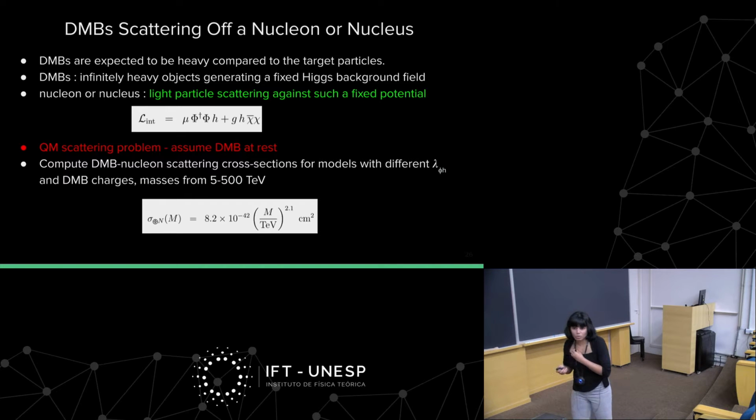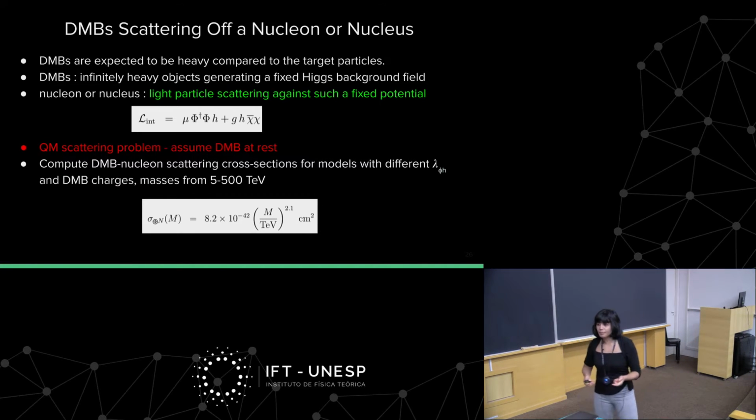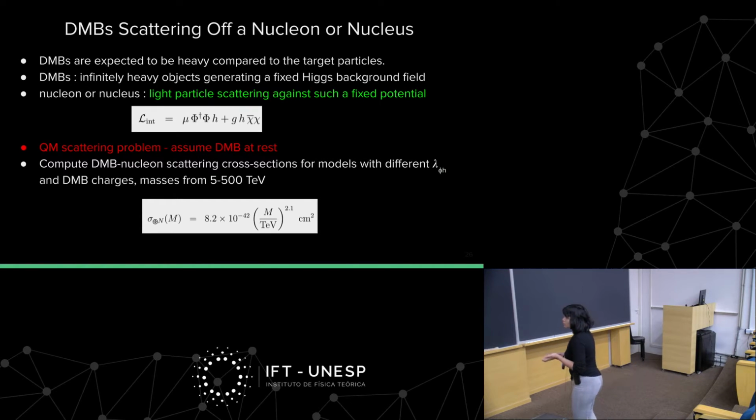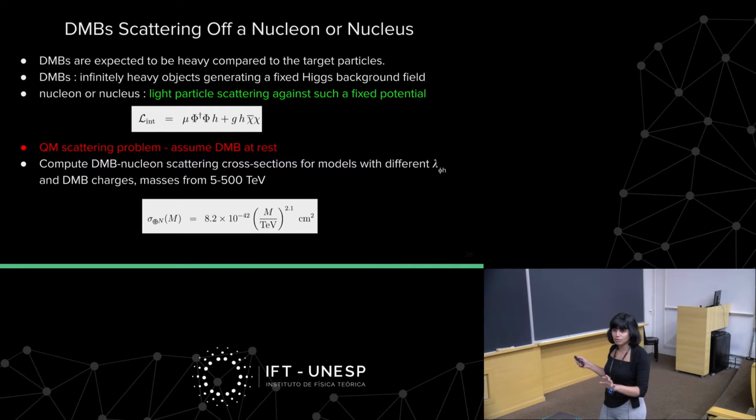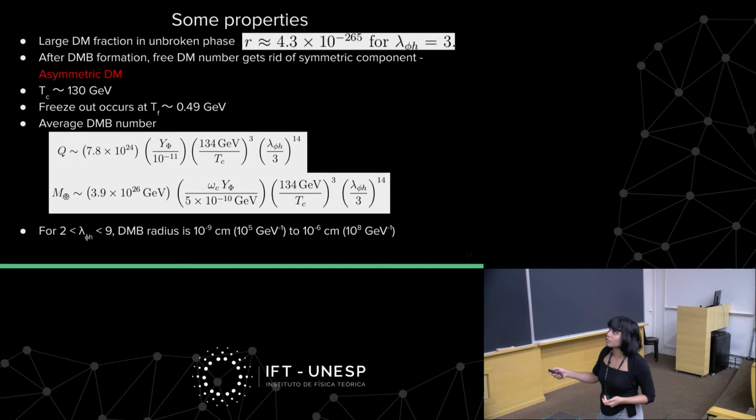But you could also have these dark matter balls interact with nucleons or the nucleus, because that's what you need for scattering, for the direct detection in xenon, because dark matter is basically interacting with a xenon nucleus. There are a few assumptions here, which are fairly valid, because we know that the dark matter balls are expected to be extremely heavy in comparison with the target particles like xenon. So you can take a fixed Higgs background and work in that system, and the nucleons or the nucleus are going to be extremely light against this fixed Higgs potential. So the interaction Lagrangian is a very simple form, and then you just study quantum scattering. You could use partial wave analysis, or you could just look at the S wave states, expected based on the estimates that we have. These are fairly heavy objects.